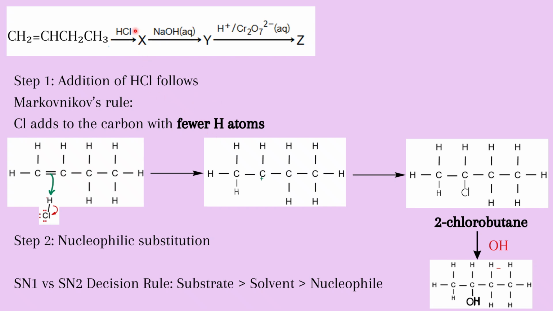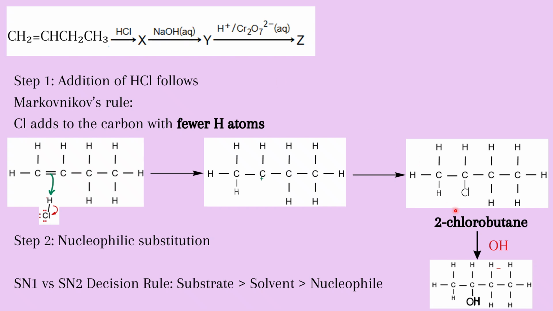So when we are adding this particular reagent to this unsymmetrical alkene, this is the product we get, because this carbon has more hydrogen than that of this carbon. So we are going to add Cl to this carbon and hydrogen to this carbon. This is the product we get, and I have named it over here as 2-chlorobutane. Now this 2-chlorobutane is reacted with NaOH, which is in aqueous solution, which is nothing but water.